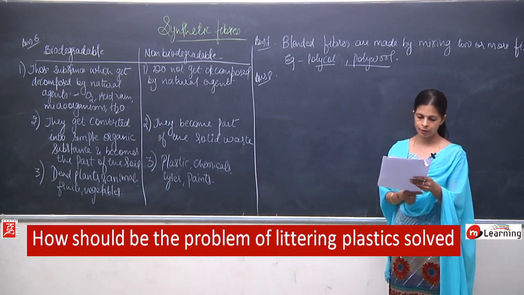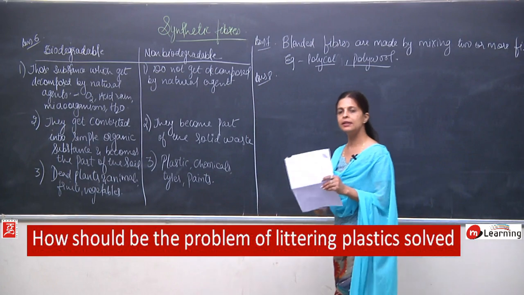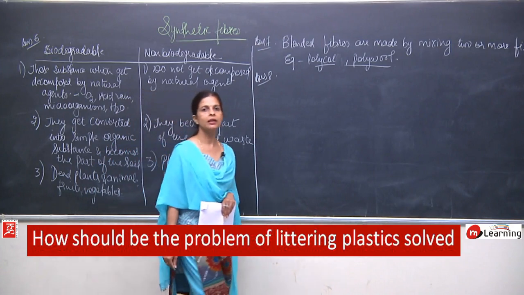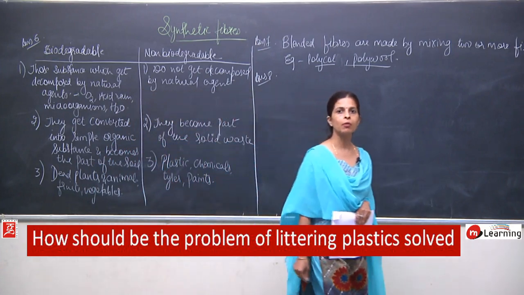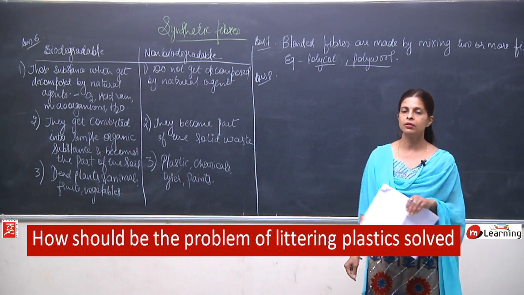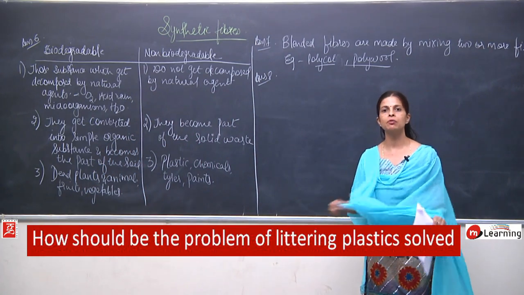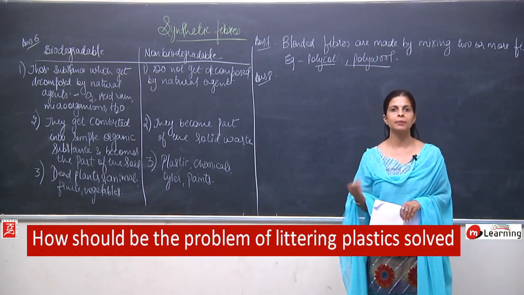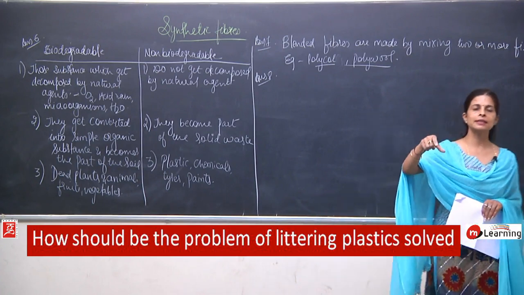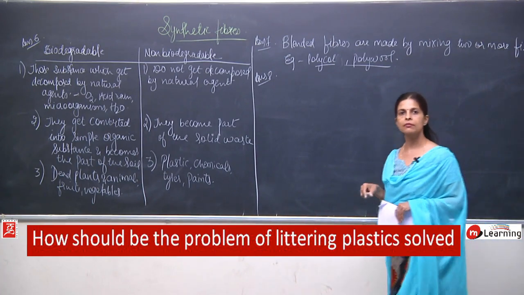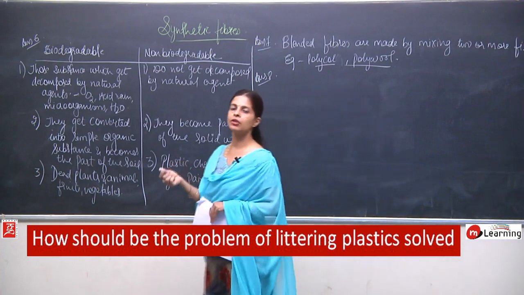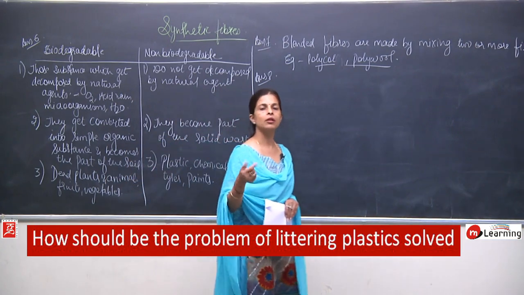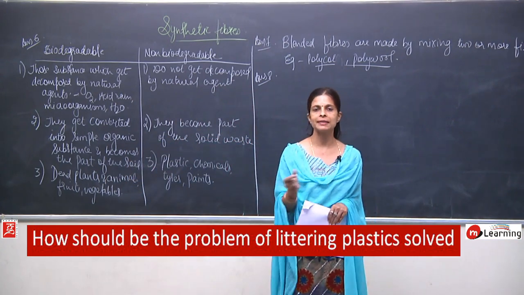So let's talk about this now. How should the problem of littering of plastic be solved? We all know this is a very major problem nowadays, because wherever you go, especially when you move out from the place where you live to another place, you know that the part between the two cities is totally covered by plastic. Just peep around your areas. Whenever you talk about garbage, it is just plastic and plastic.